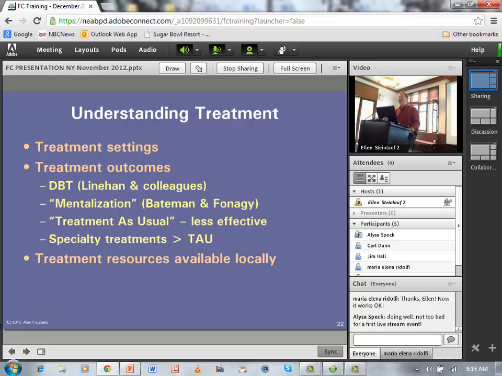I'm partial to DBT. I like DBT. I've been doing it a long time. But that does not mean it's the best treatment. I don't actually believe it's the best treatment. I believe that it's got the best data, and therefore that's a good reason to do it.